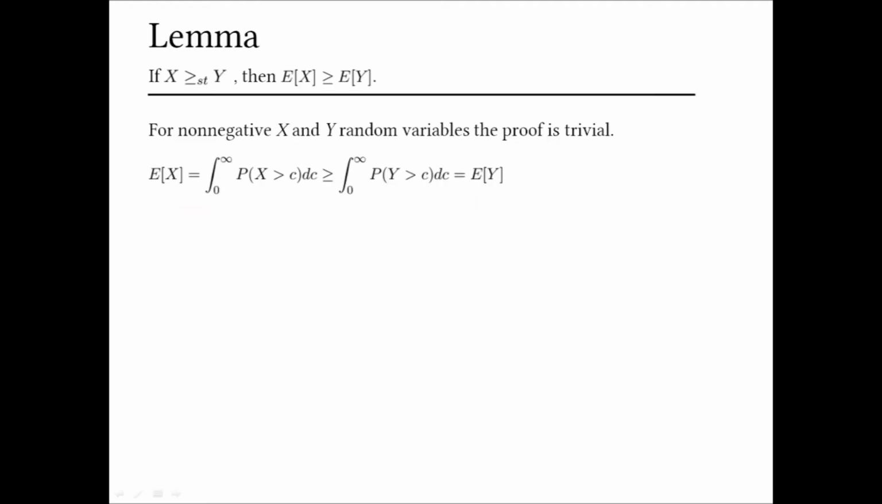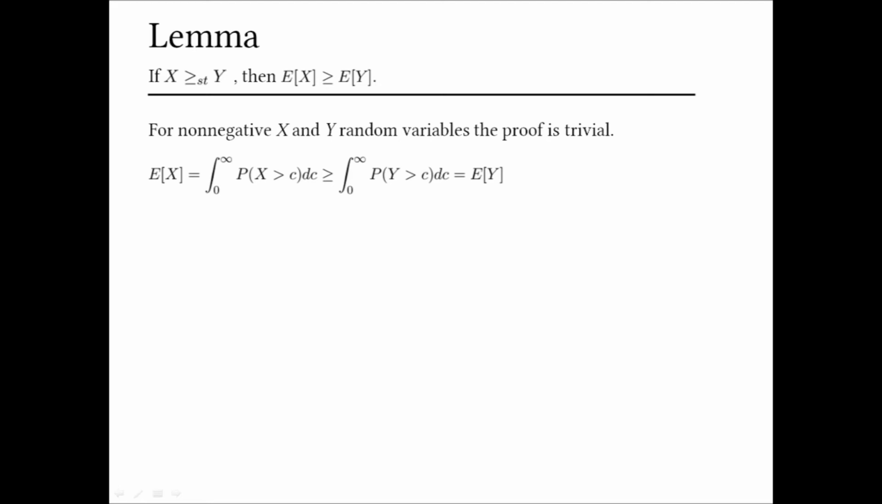In the last part of the discussion, I'm going to discuss the relationship between expectation and stochastic order. If x is stochastically greater than y, the expectation of x is greater than or equal to the expectation of y. The proof is very straightforward for the case where x and y are non-negative random variables, because in this case we know that the expectation can be written as an integration of inverse cumulative distribution functions from 0 to infinity.